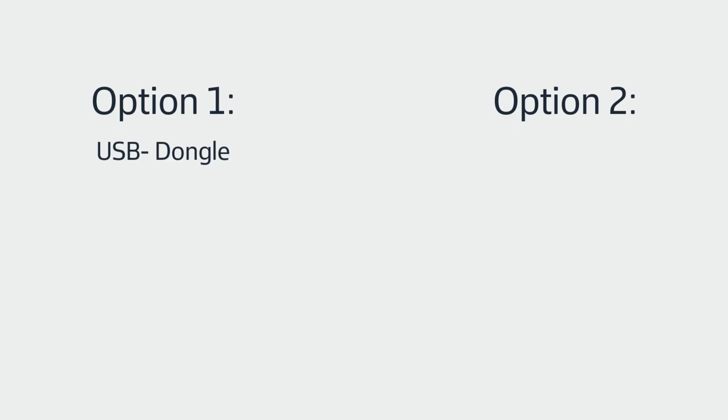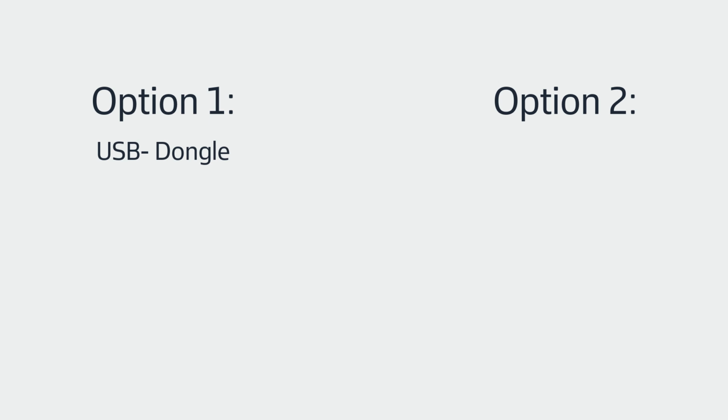The first option uses a USB dongle. With this method, in addition to the license itself, a CODESYS USB dongle must also be purchased from CODESYS. This option is often used when software needs to be tested and developed across multiple systems. The license is not tied to a specific device and can easily be transferred from one system to another.